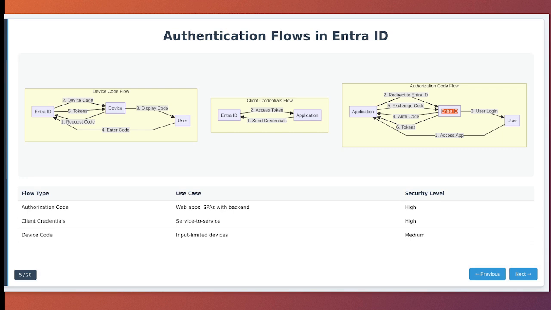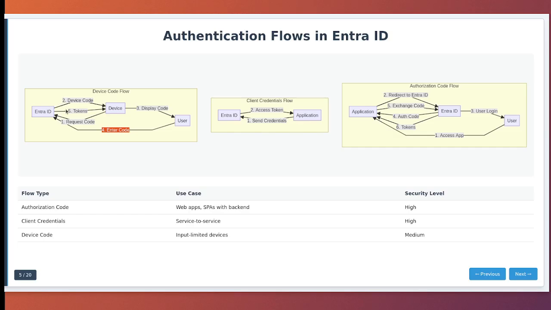The device code flow is fascinating and solves a specific problem. How do you authenticate on devices that do not have a web browser or have limited input capabilities? Think smart TVs or IoT devices. The device displays a code to the user and tells them to visit a URL on another device. The user enters the code there and completes authentication. Meanwhile, the device polls Entra ID to check if authentication is complete.